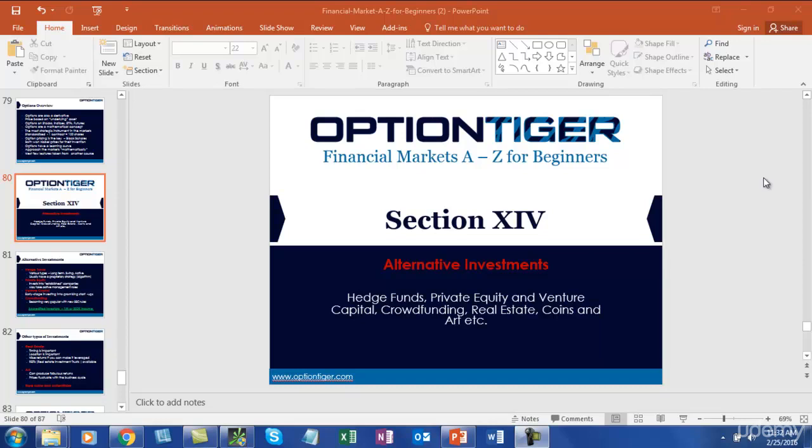Okay, so we are at the end of what we call financial assets. There are just a couple of things that I want to cover in this section, which is on alternative investments. So these are things like hedge funds, private equity, venture capital, crowdfunding, real estate, coins, collectibles, art, etc. Those kind of assets. Now, not all of them are financial assets, but some of them are, and we'll see how to invest in them.